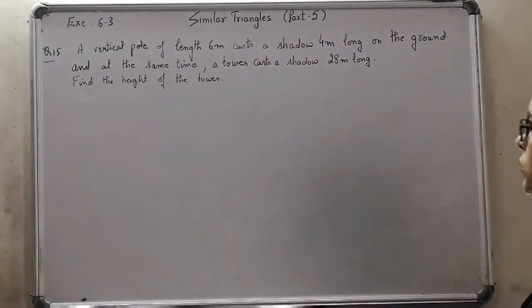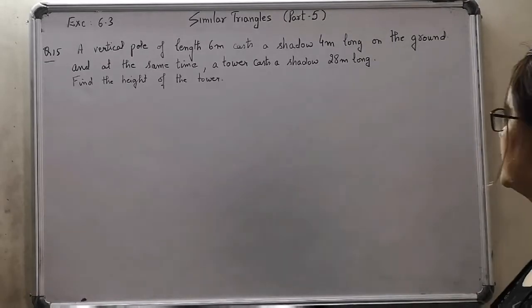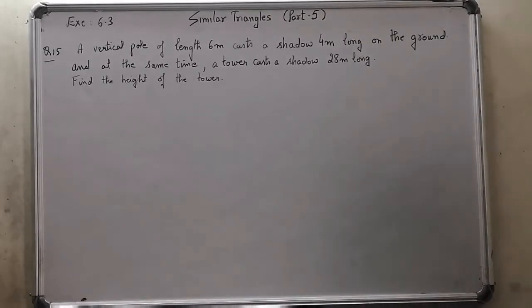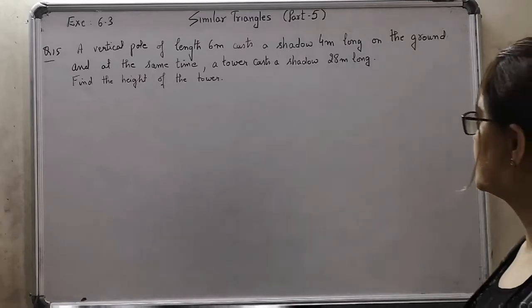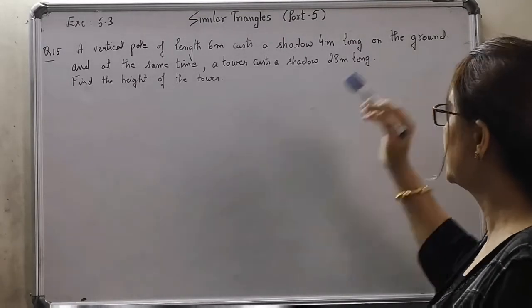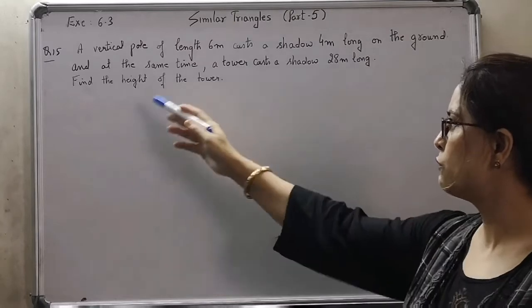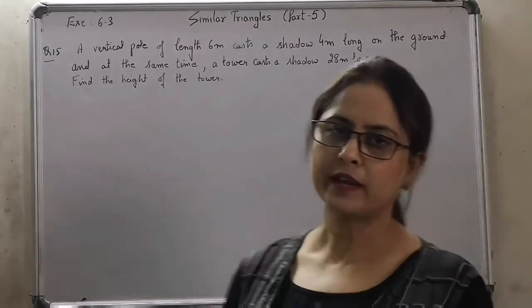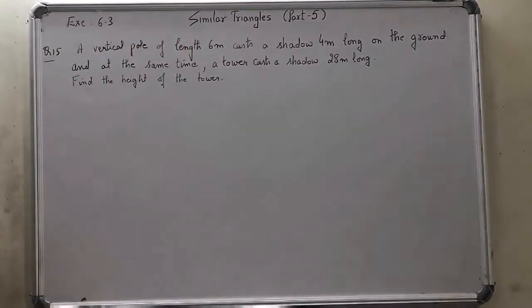In question number 15, the question says a vertical pole of length 6 meters casts a shadow 4 meters long on the ground, and at the same time a tower casts a shadow 28 meters long, and we are asked to find out the height of the tower. How the figure has to be drawn with the help of this data, let's see to it.